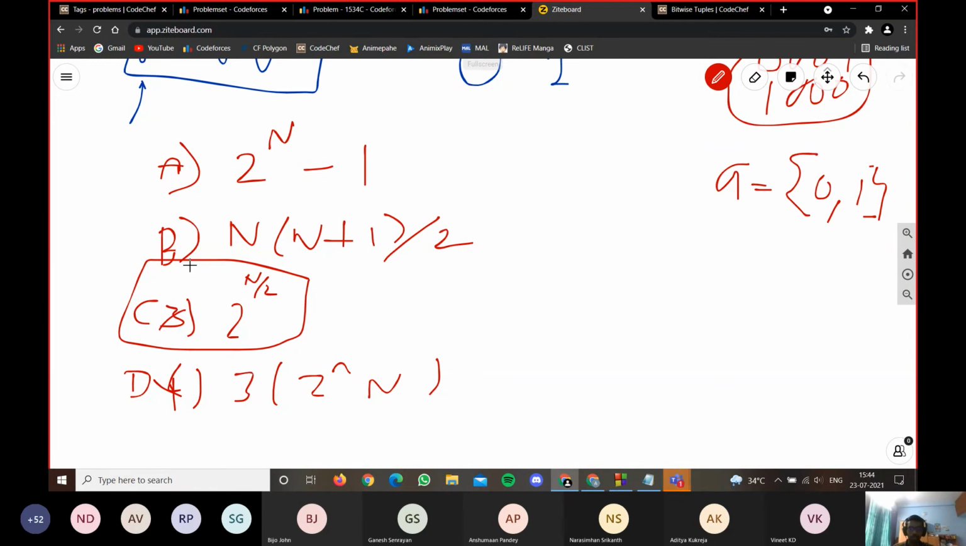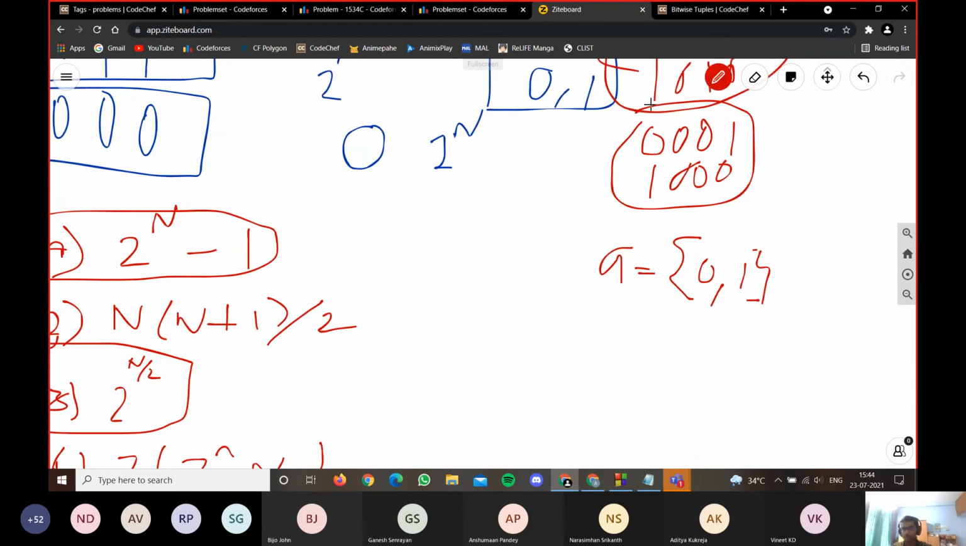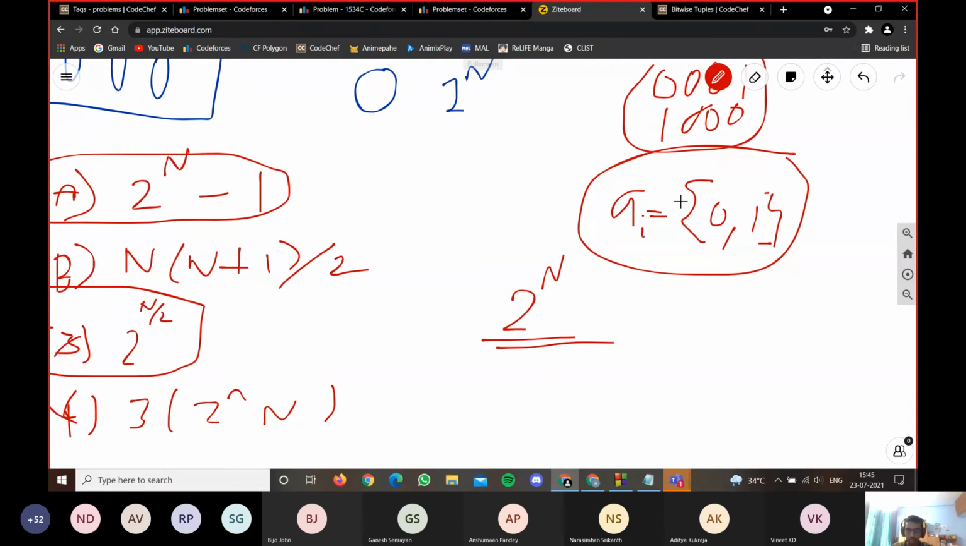So the answer is 2^n minus 1. Now, each a can be 0 or 1, so each a has two possibilities, and you have 2^n possibilities in total. The only possibility where the bitwise AND of all numbers comes out to be 1 is when all of them are 1s, because we should not have zeros at all. If we have zeros, bitwise AND is 0. So that is only one case. In all other cases, bitwise AND is going to be 0.